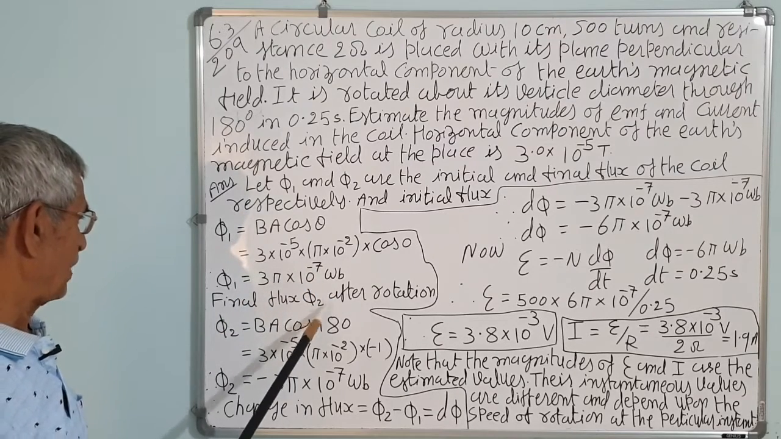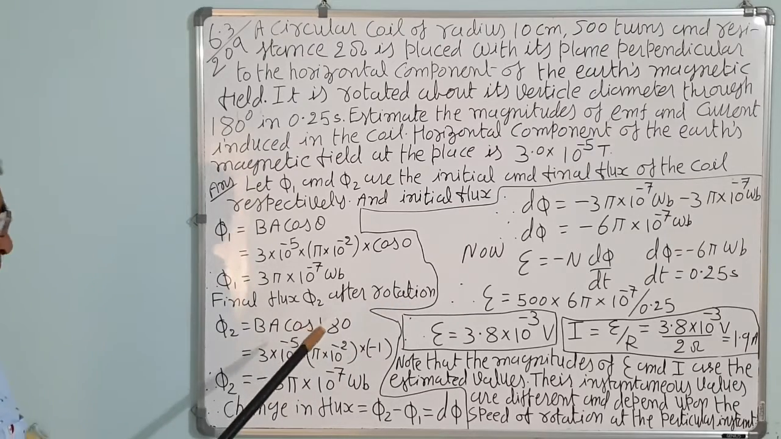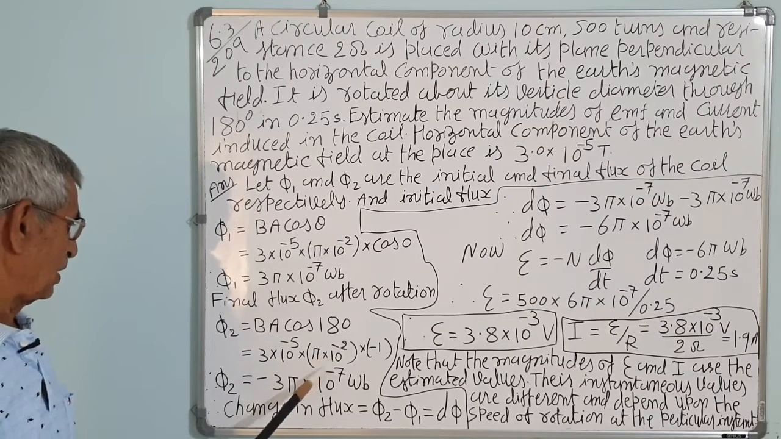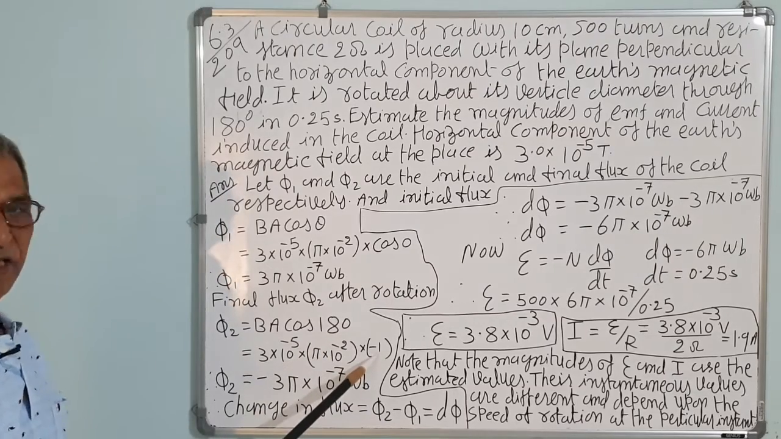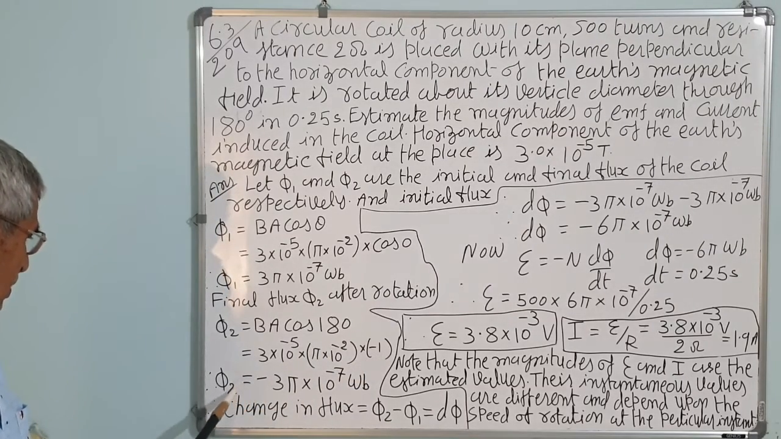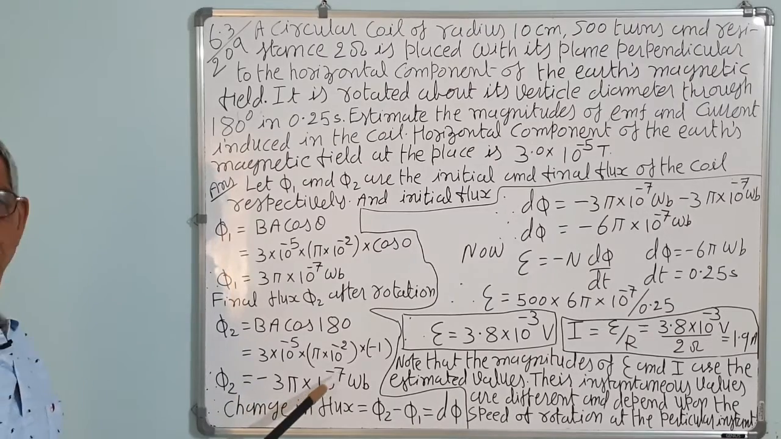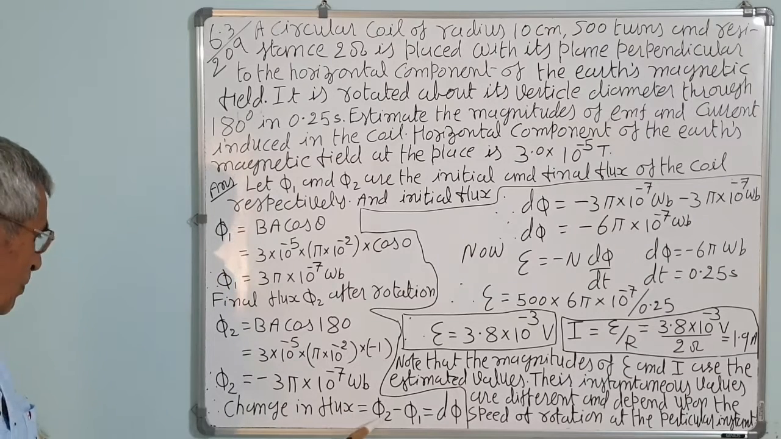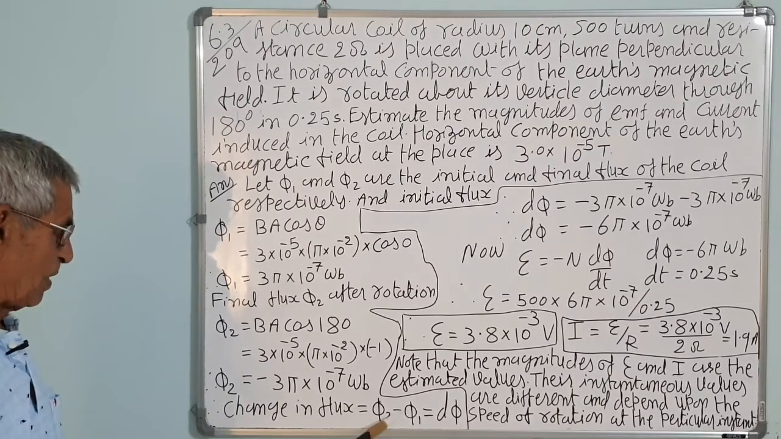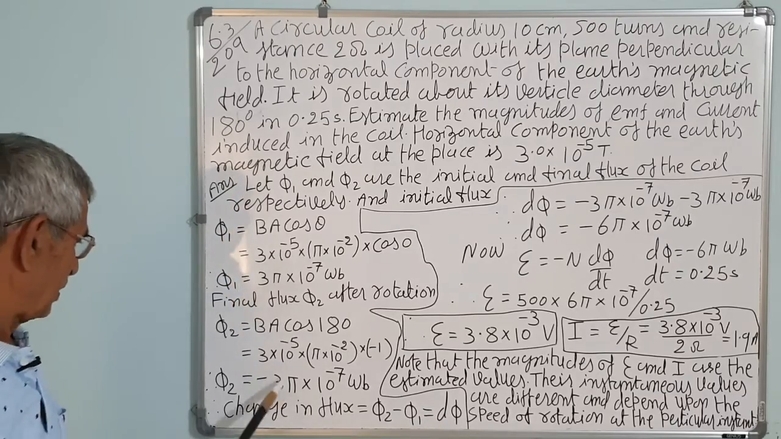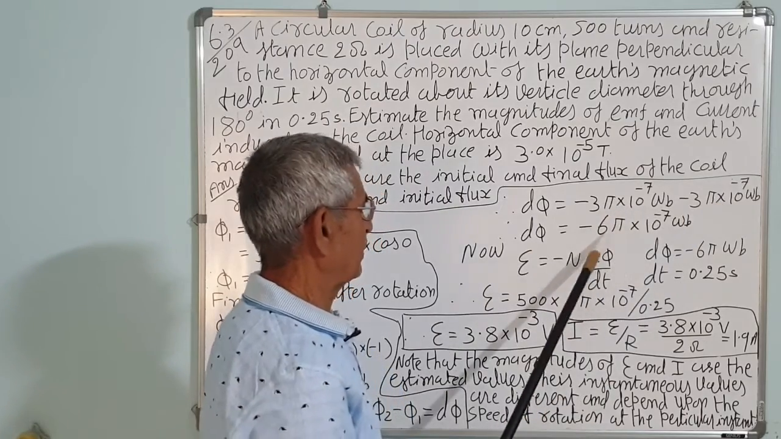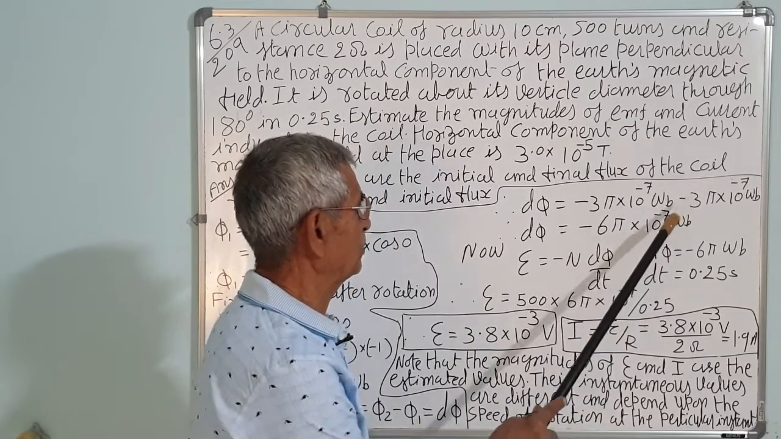The final flux phi 2 after rotation, at an angle of 180, is BA cos 180, that is 3 into 10 raised to minus 5 into pi into 10 raised to minus 2 for the area, into cos 180, which is minus 1. So phi 2 is equal to minus 3 pi into 10 raised to minus 7 Weber. Now the change in flux d phi is phi 2 minus phi 1, that is minus 3 pi minus 3 pi, so d phi is equal to minus 6 pi into 10 raised to minus 7 Weber.